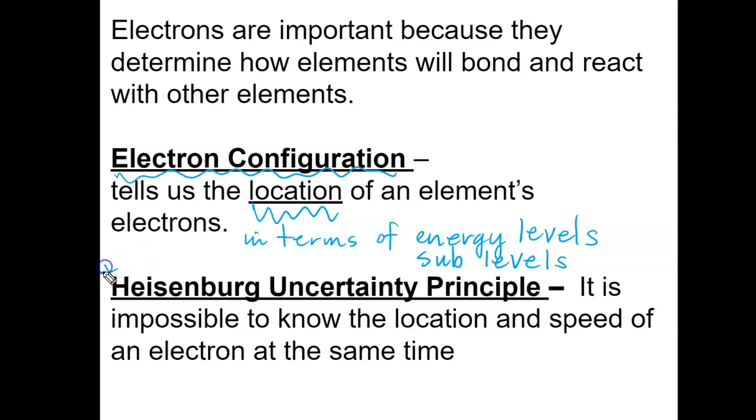One of the rules that has to be followed is that it is impossible to know both the location and the speed of an electron at the same time. This goes back to the idea that if we change one, then we automatically change the other, or if we examine one, then we automatically change the property of the other. That's what the Heisenberg uncertainty principle is about. We also have, as you're going to see, two other rules that apply to how electrons fill these different energy levels.